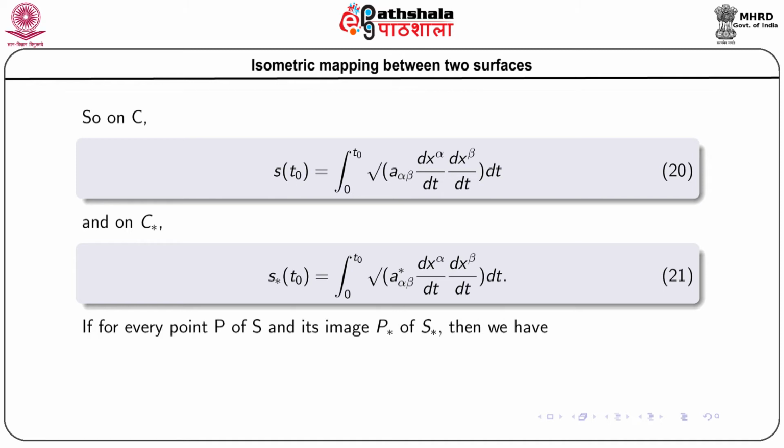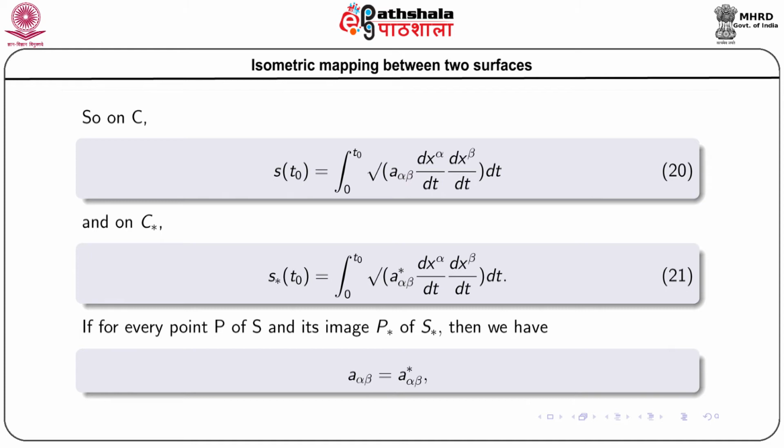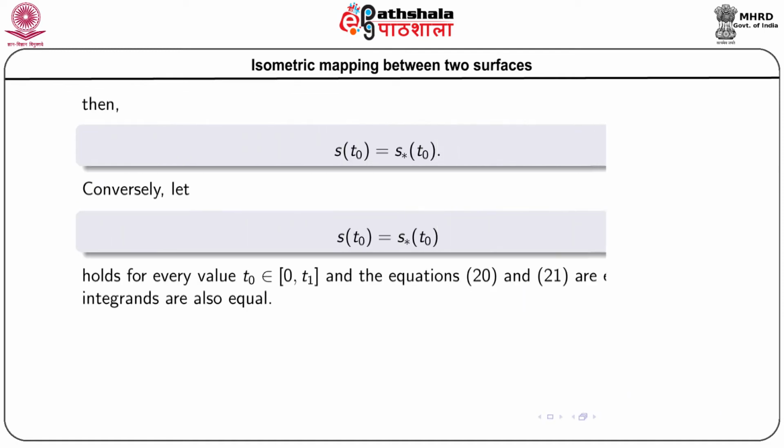So, for every point P of S and its image P star of S star, we have A alpha beta equals A star alpha beta. Then if we assume this, A alpha beta equals A star alpha beta, then S T0 will be equal to S star T0. So, if A alpha beta equals A star alpha beta is assumed, then we have seen that the arc lengths are same, S T0 equals S star T0.